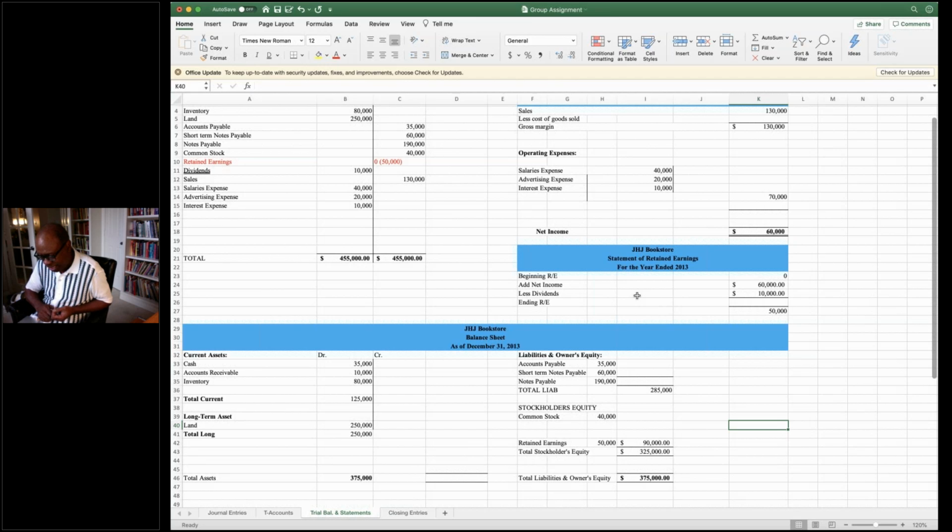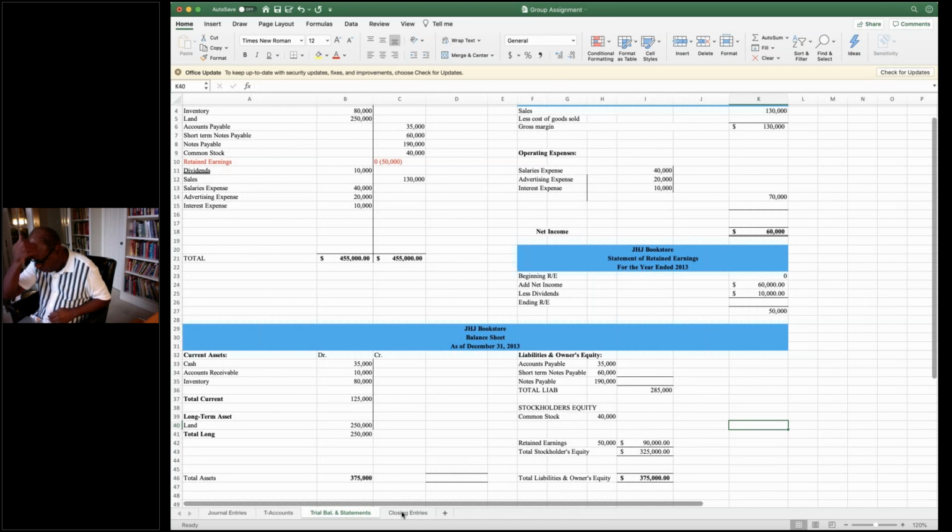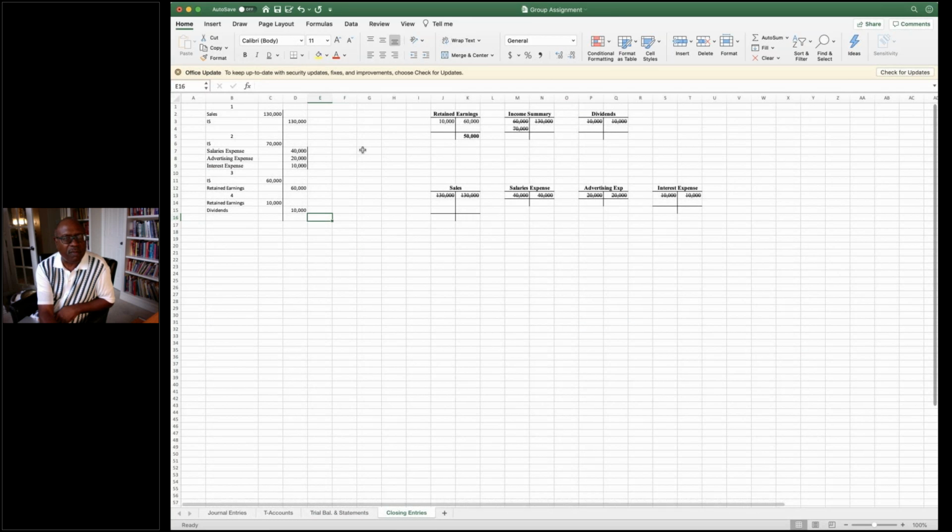I think it's sales. It's going to be 130,000, and then, no, revenue first. Do the same thing: sales, and then income summary for the credit. Is that correct? That is debit sales and credit income summary. That's correct. Okay.